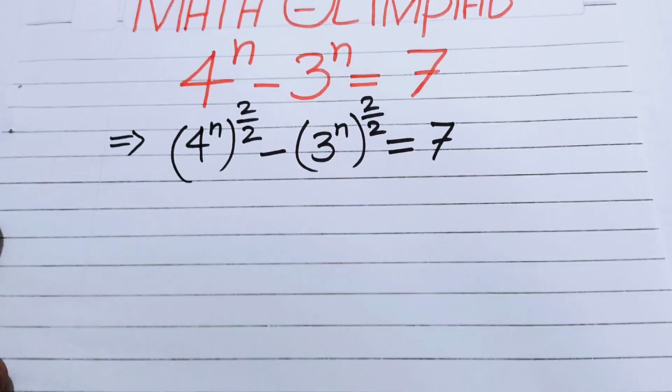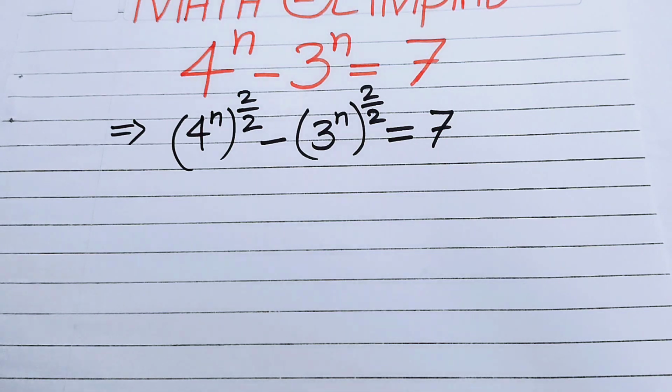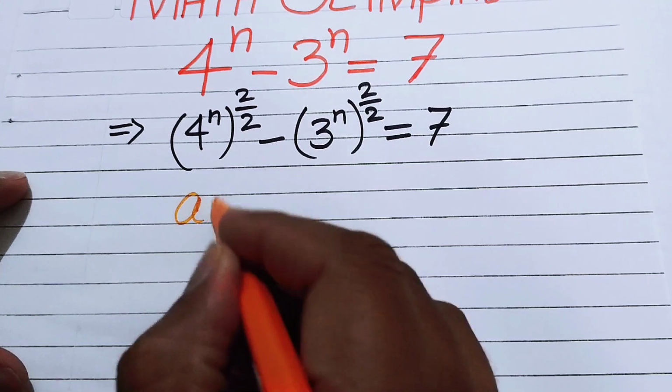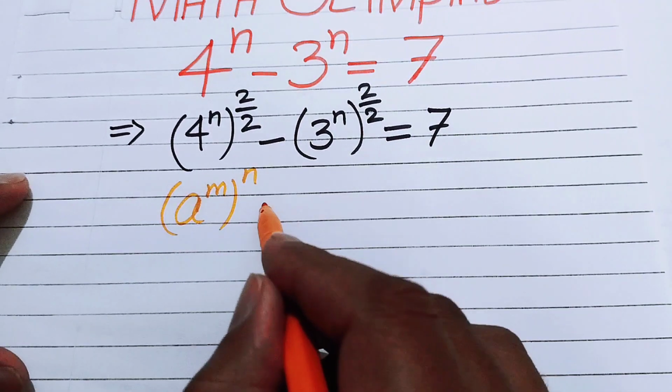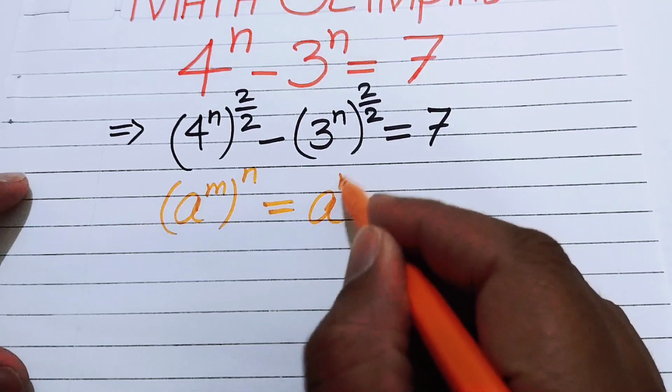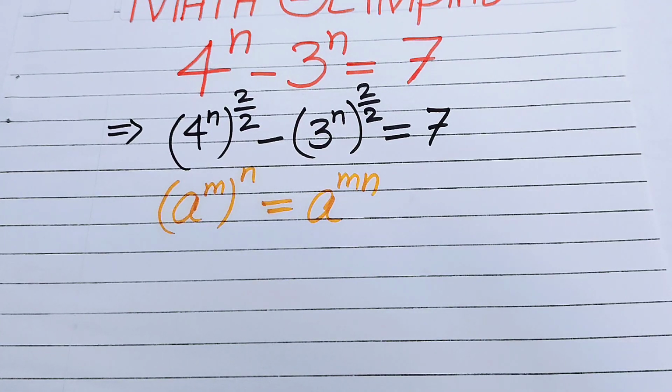So in the next step we will use the nice square or exponential law, and you know about this law. If we have a to the power of m and its whole power n, it equals a to the power of m times n. So now we use this nice law.